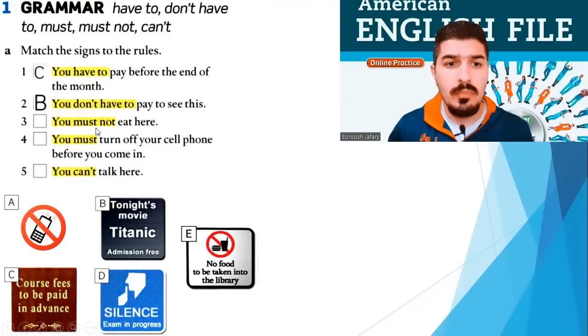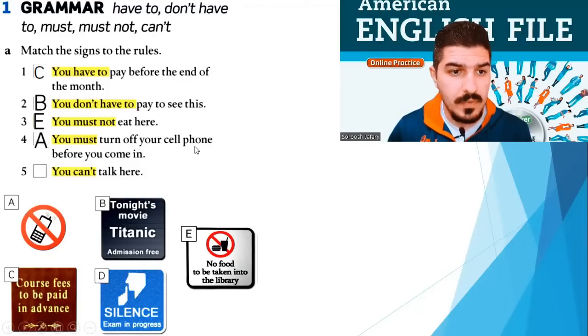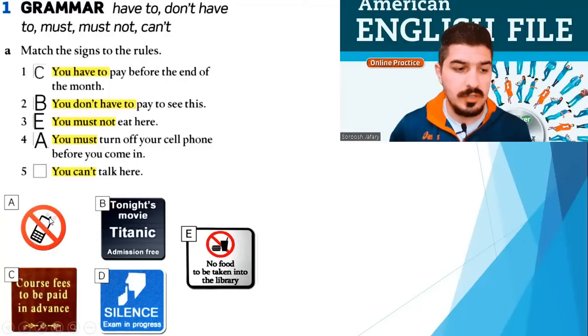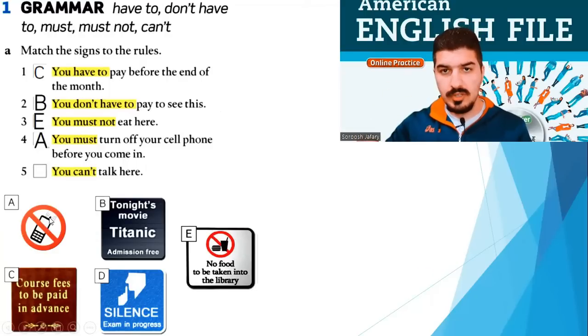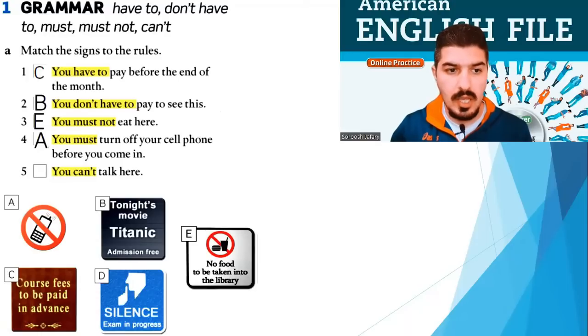Number 3, you must not eat here. E. All right, you can see, no food to be taken into the library. And number 4, you must turn off your cell phone before you come in. A. You can see there's this cell phone and this red band on it. And the last one, you can't talk here, of course. D. There's the exam, so you can't talk.